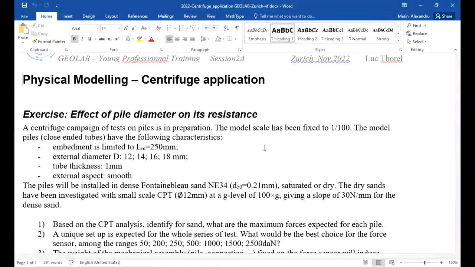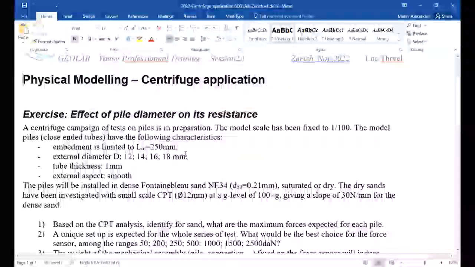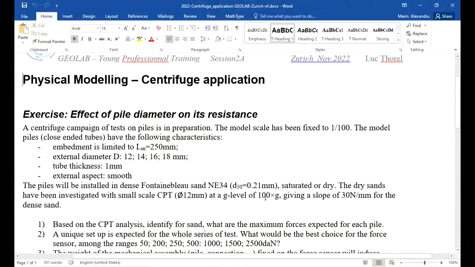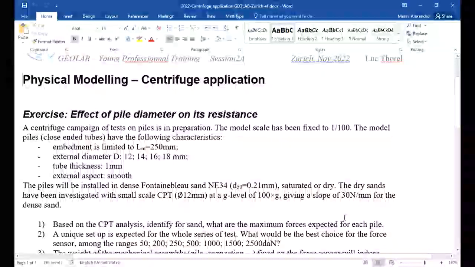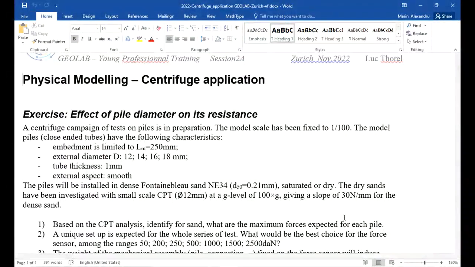And we have also the results of the CPT test. So I mentioned the cone penetration test, and for those tests performed at 100 G, we have more or less this slope, 30 Newton per millimeter for the dense sand here. So we have the CPT analysis, and the first question that we have to answer is what would be the maximum force during the installation, during driving of the pile.